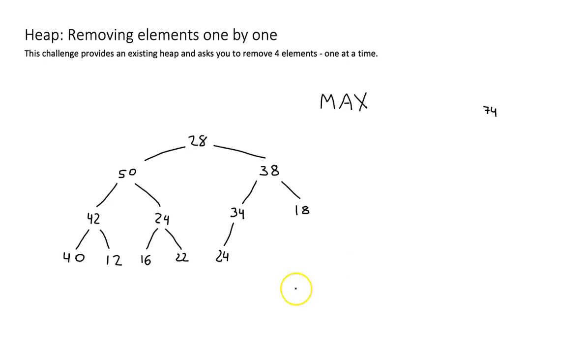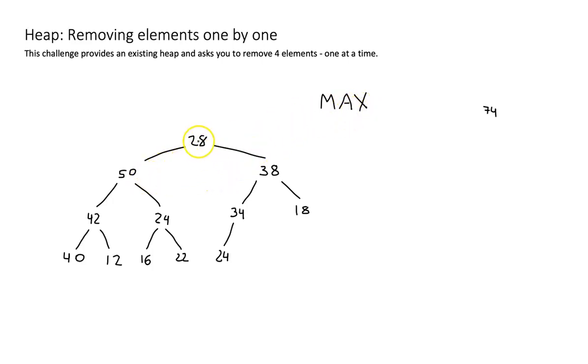So we bring up the last element, but then we have to sink it low enough that for each of the subtrees, the root is greater or equal than the children. So in this case, I check 28 is not greater than 50 and 38. Now, in which direction should I sink? I should sink in the direction of the larger child because it's a max heap.